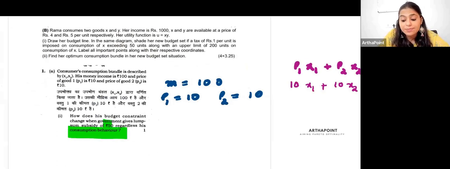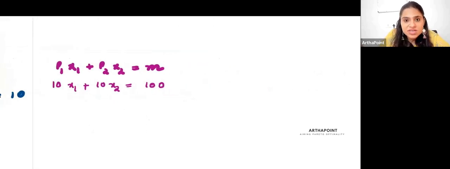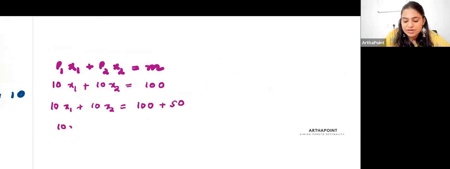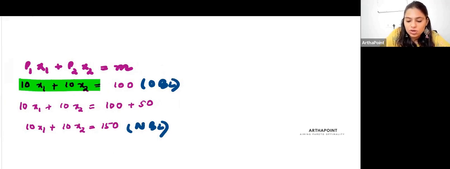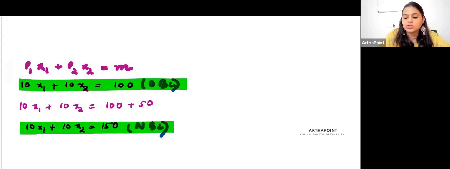And then I'm given a subsidy of 50 rupees. So subsidy means it will increase my income. So it will be 10 X1 plus 10 X2 is equal to 100 plus 50. So it will be 10 X1 plus 10 X2 is equal to 150. This will be your old budget line. This will be your new budget line.